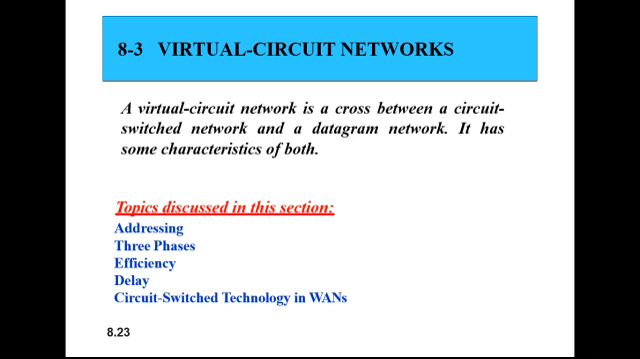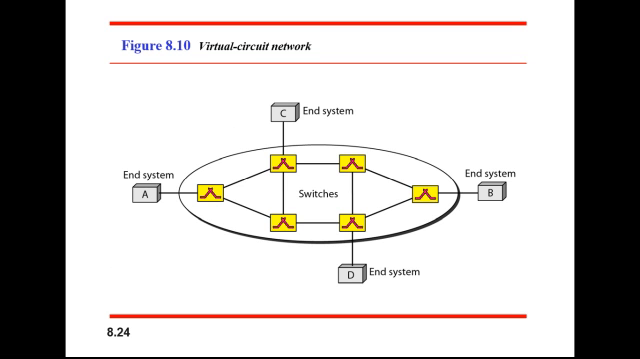Now, virtual circuit networks. A virtual circuit network is a cross between a circuit switch network and a datagram network. It has some characteristics of both. Topics discussed in this section are addressing, three phases, efficiency, and delay. Now, let's have a look at the virtual circuit network.